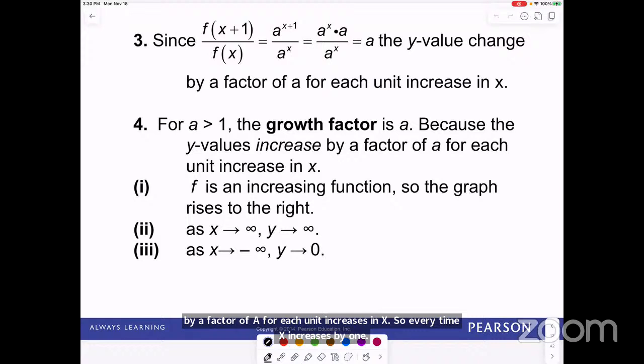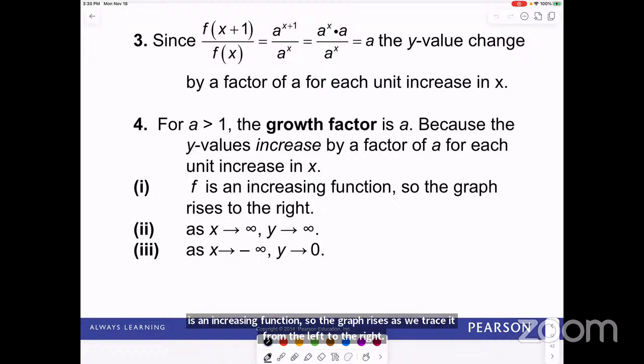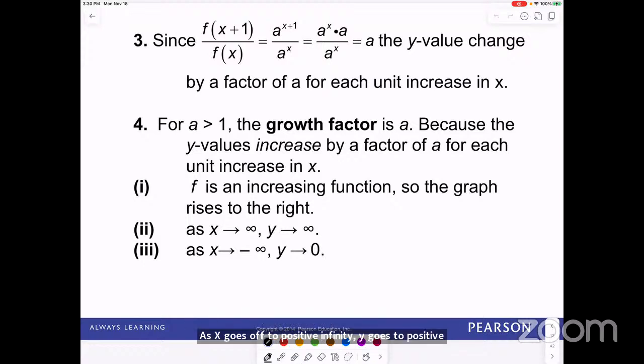So when a is larger than 1, we call this the growth factor a, because the y value is increased by a factor of a for each unit increase in x. f is an increasing function, so the graph rises as we trace it from left to right. As x goes to positive infinity, y goes to positive infinity. As x goes to negative infinity, y tends to 0.